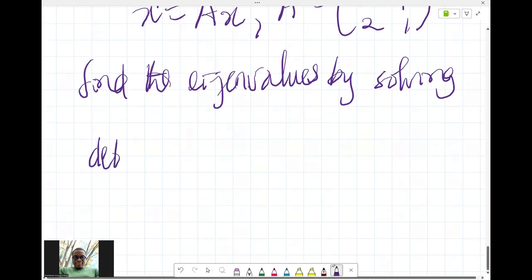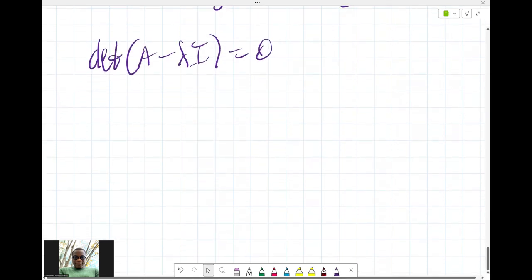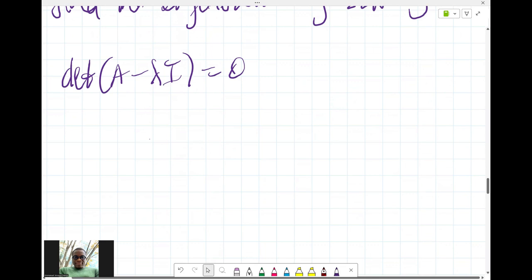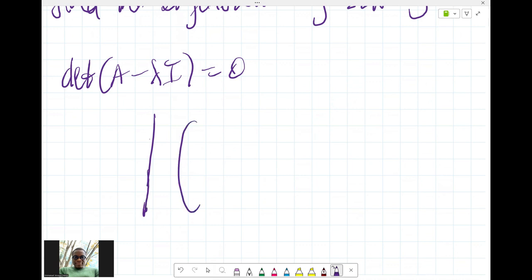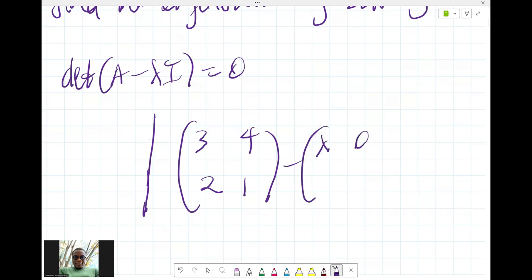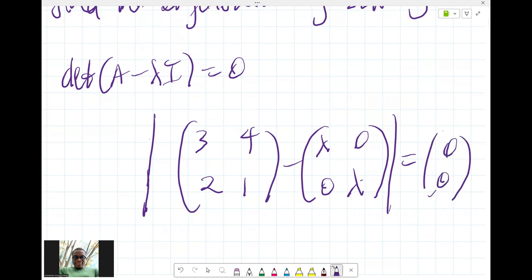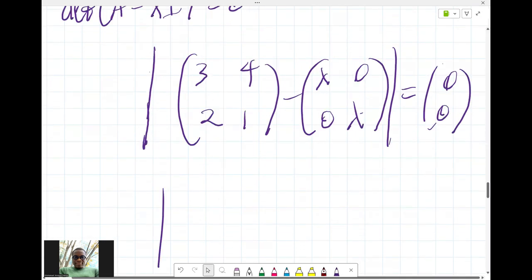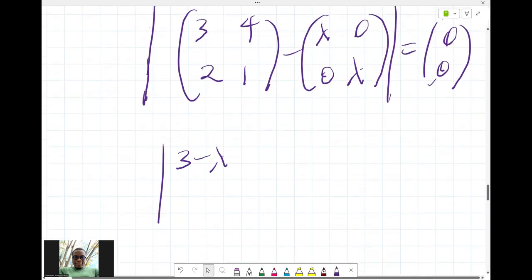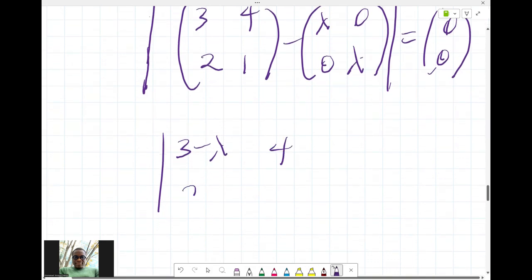We have found this before by solving the determinant of A minus lambda I equals 0. That means the determinant of A, which is 3, 4, 2, 1, minus lambda 0, 0 lambda, equals 0. So we have the determinant of 3 minus lambda, 4 minus 0 which is 4, 2 minus 0 which is 2, and 1 minus lambda, and that is 0.